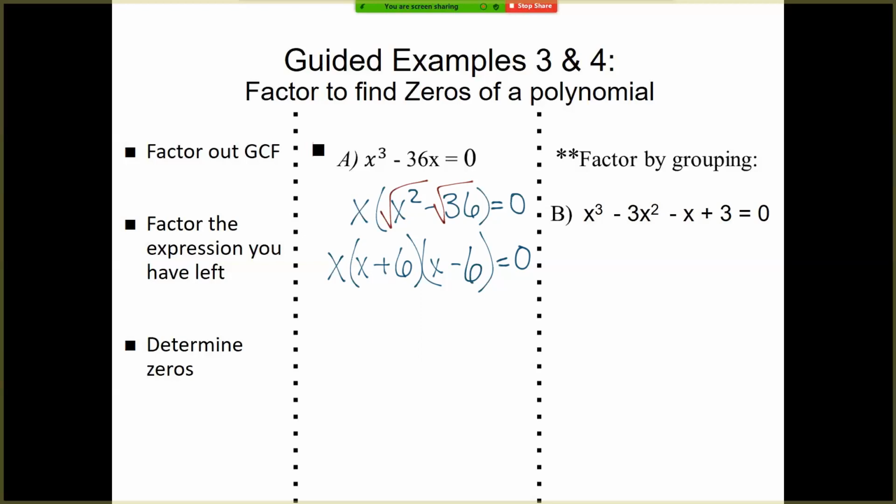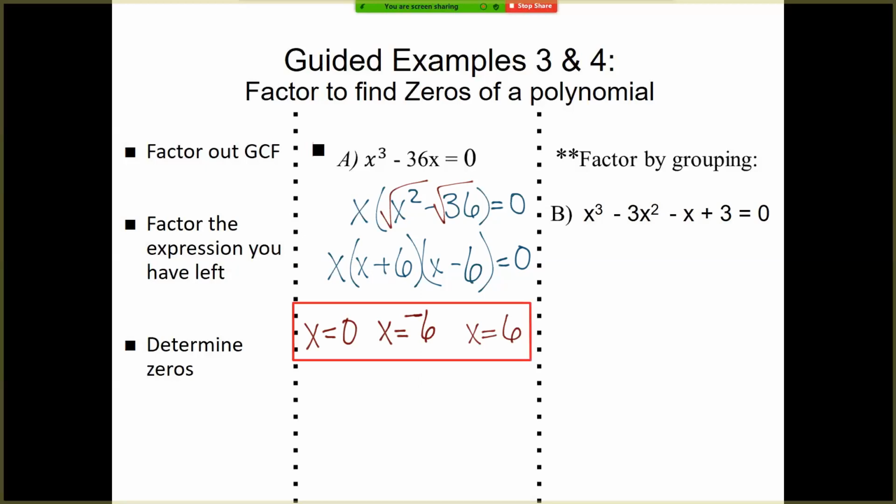When I set all three of those equal to 0, I get x equals 0. If I set x plus 6 equal to 0, I get x equals -6. And x minus 6 equal to 0 gives me x equals +6. So there I have three answers.